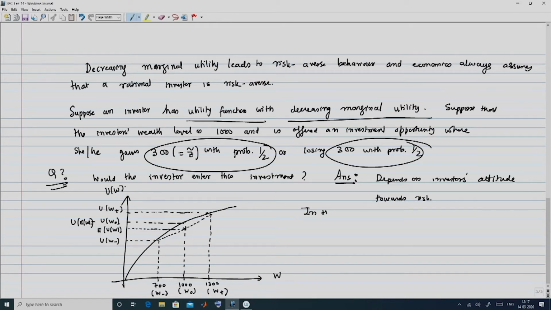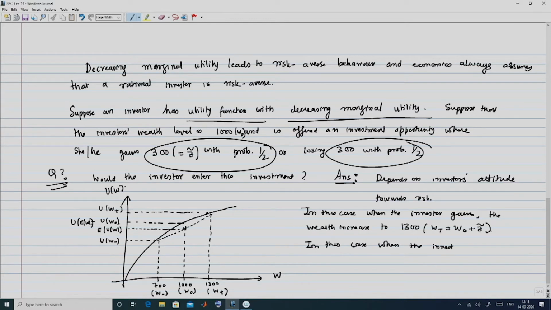So, in this case, when the investor gains, the wealth increases to 1300, which I will denote as W plus, equal to W naught plus Z tilde. So, I will identify 1000 as W naught. Please make a note of it. The other alternative is when the investor loses, then the wealth decreases to 700, and you will identify this with W minus, which is W naught minus Z tilde.